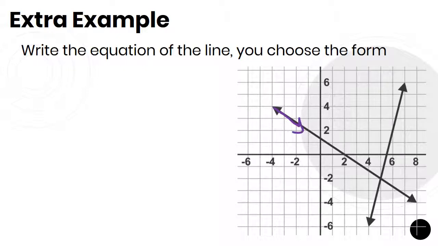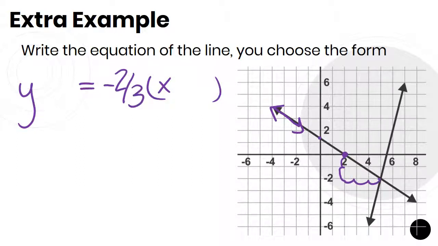I'm going to talk about the decreasing line here first, the purple line that I've made. Okay, I have the point (2, 0). I don't know the y-intercept, so I'm going to do point-slope form. Its slope, if I check, is down 2, run 3, so -2/3. I'm going to use the point (2, 0), which means x minus 2 and y plus 0.